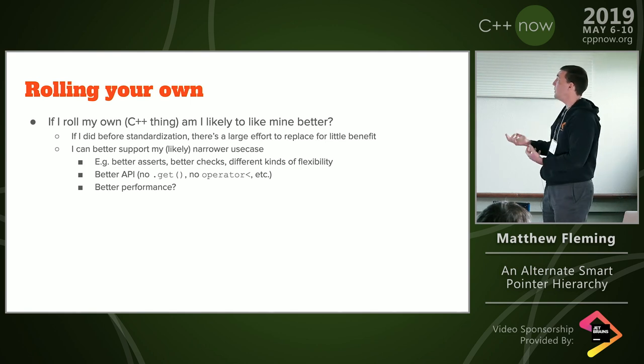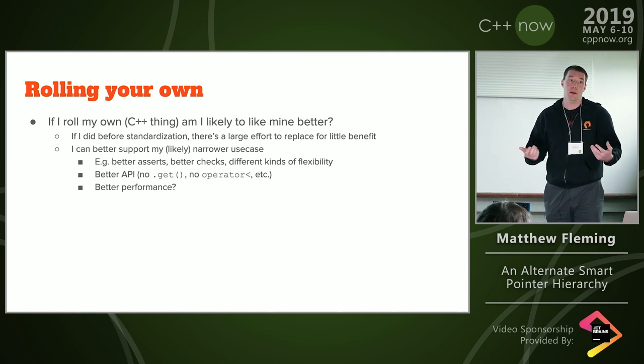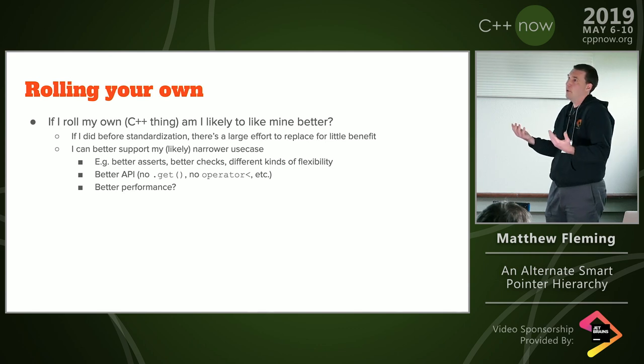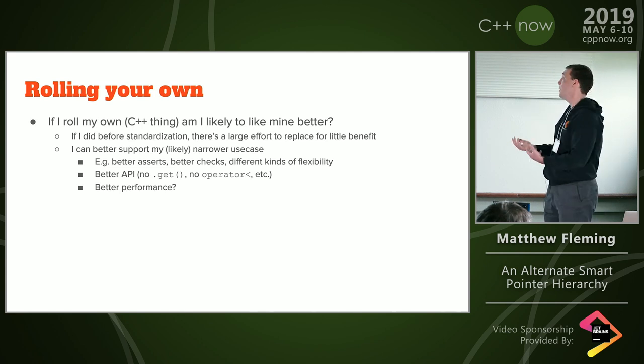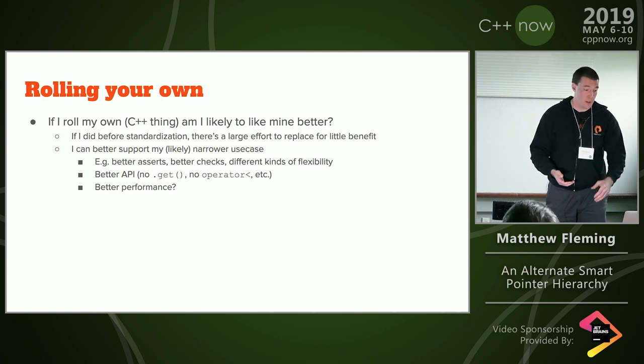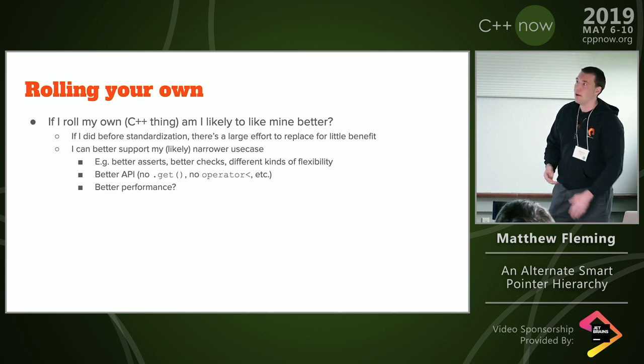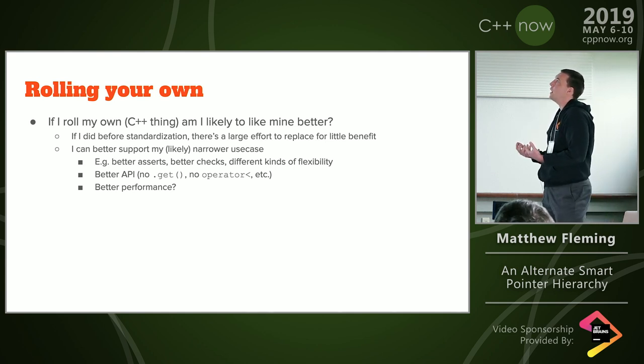It's possible, since I know my own use cases, I get better performance. There are other things, like unordered map turned out to be a bad API, but we're stuck with it. There are better ways of doing hash tables, but I'm going to have to roll my own if I want one, or wait for at least 2023.